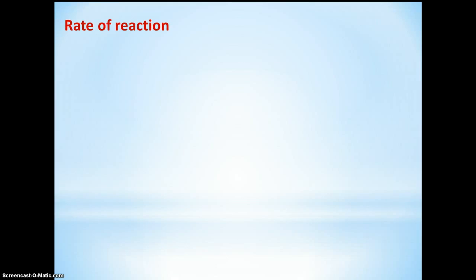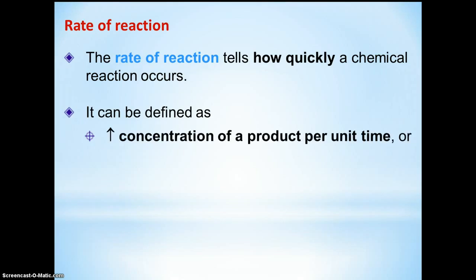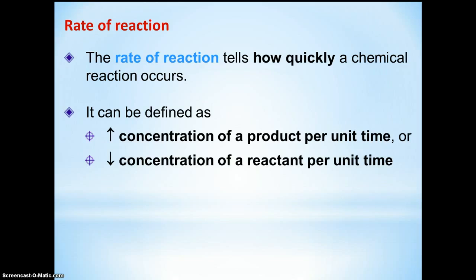So let's really go in depth into the understanding of rate of reaction. Rate of reaction simply tells us how quickly a chemical reaction occurs, and usually it can be defined or measured in terms of the increase in the concentration of the products over time. Say if I can produce more product in a certain period of time, then surely the rate of the reaction should be increased. Or in another way around, the decrease of the concentration of the reactants per unit time can also be the standard for measuring the rate of reaction.